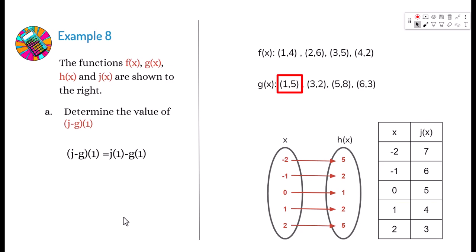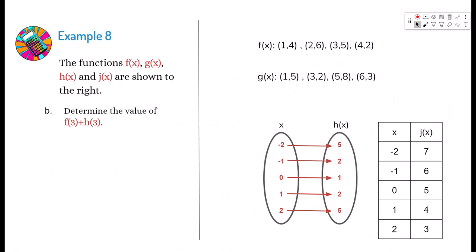And then we have the g of 1. Well, the g of 1 up there is an ordered pair. Remember, ordered pairs represent the input x and the output y. So when we put in 1, we get out 5. So putting all of that together, we get 4 minus 5, or negative 1. Let's keep going to the next part of this question.